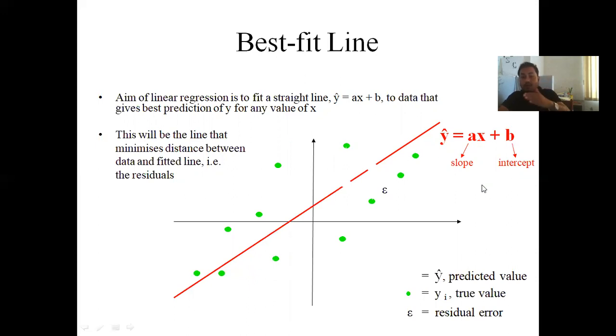I know that you know about what slope is and what intercept is, where the line crosses. This equation y is equal to ax plus b is for linear regression. This will be the line that minimizes the distance between the data and the fitted line, that is, the residuals. You can see the line, and these are the points.